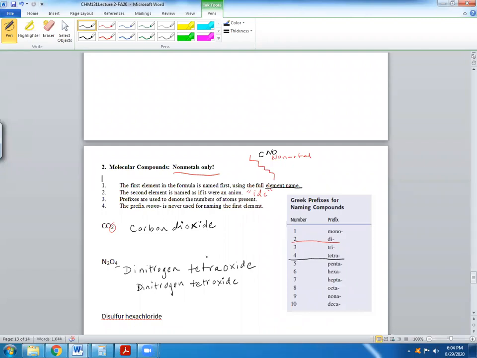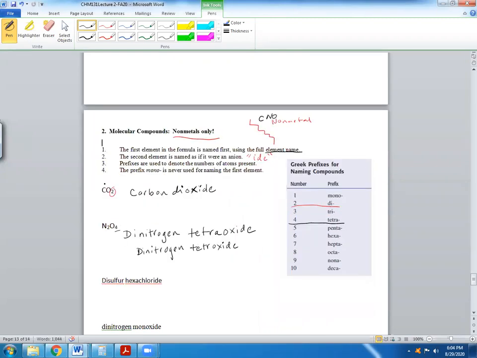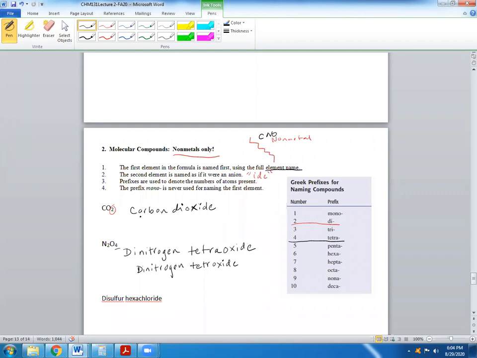The confusion with these is, again, students think there are multiple ones, so they go and name them using the ionic compound system. So you cannot do that. So do not mix them. Do not mix both systems.